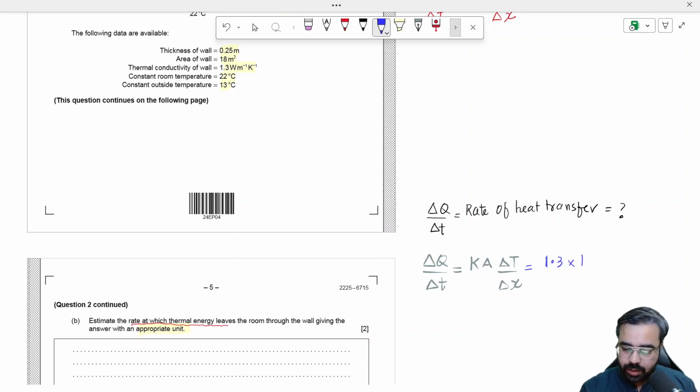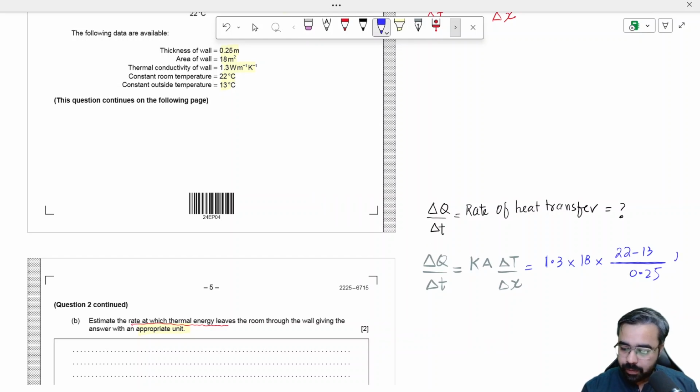The surface area is 18 times the change in temperature. Students, that is 22 minus 13. That is a change in temperature divided by 0.25. Okay. Now, important thing, the unit should be joule per second, right? Because this is a heat, and this is a time.